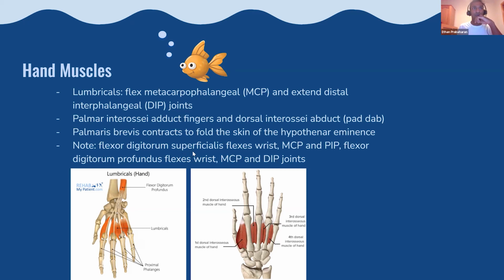And the flexor digitorum superficialis muscle will flex your wrist, metacarpophalangeal and proximal interphalangeal joints, whereas the flexor digitorum profundus muscle will flex the wrist, metacarpophalangeal joints, and the distal interphalangeal joints. So it's often that the deeper muscle is longer, and we see here it goes all the way and inserts on the distal phalanges, so it can act on this distal joint. So the deep muscle acts on the DIP, and the superficial muscle will act on the PIP.